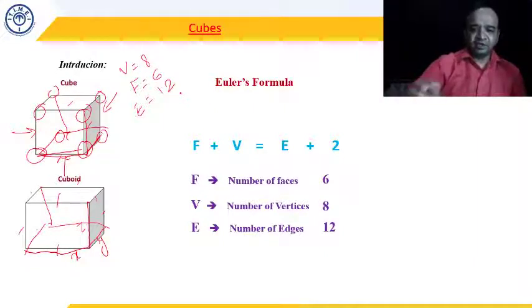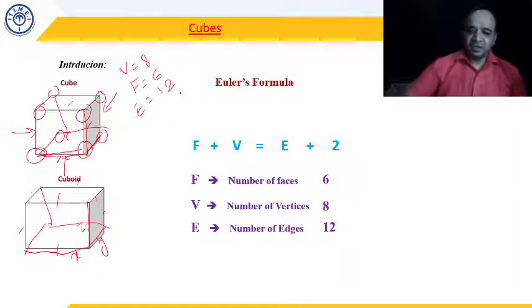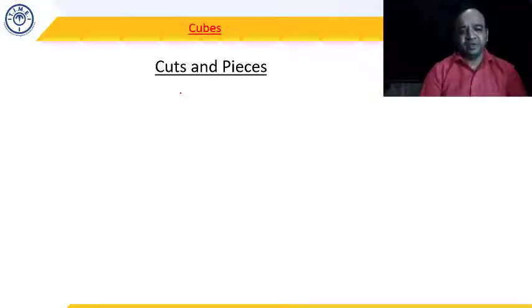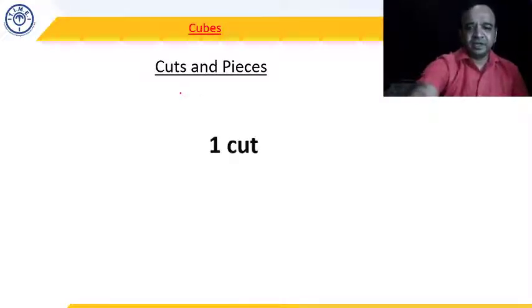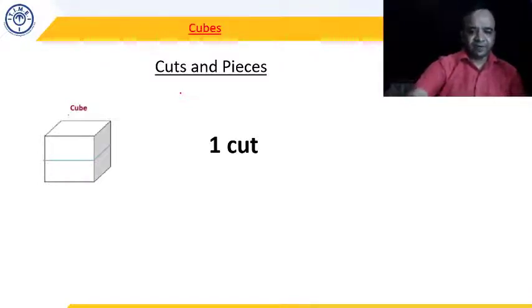Now next I am going to start here. The cubes are cut, and it is divided into some pieces. So suppose I make one cut. If I make one cut, in how many pieces can a cube be divided? Obviously 2 pieces. This is very clear from the figure here. The first one is the upper one and the second one is the lower one. So total number of pieces is how much?